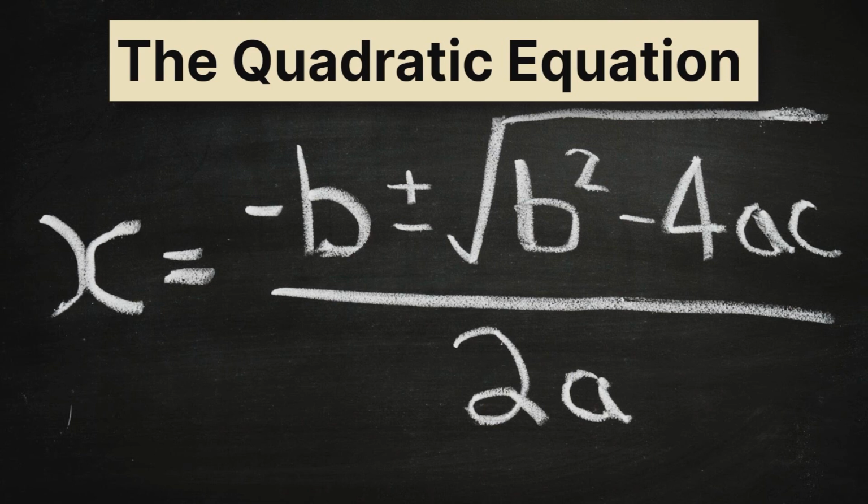Here, Chelsea, you sing. Negative b plus or minus square root b squared minus 4ac, all over 2a.